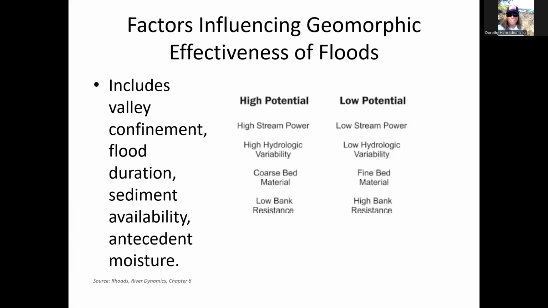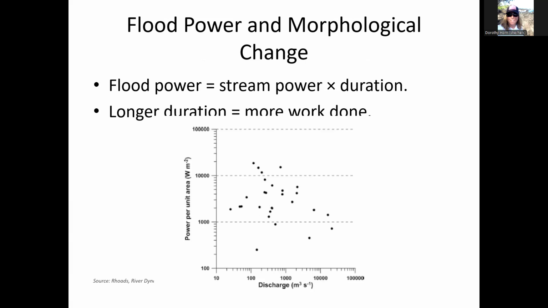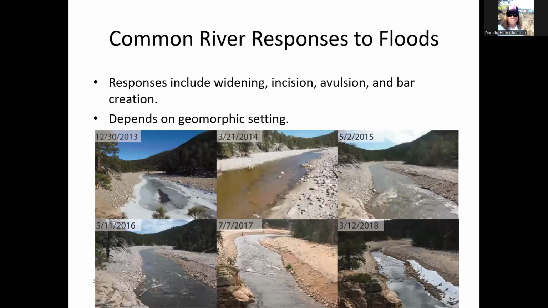So these are your factors. It looks at confinement, duration of the flood, how much sediment there is, and then how much moisture was there beforehand. So you have high potential versus low potential in looking at floods. The higher flood power you have and the longer duration, the more movement happens. So flood power is stream power times duration. Okay, and this is just a power per unit area of showing how much movement, right? How much of the bed load you can push.